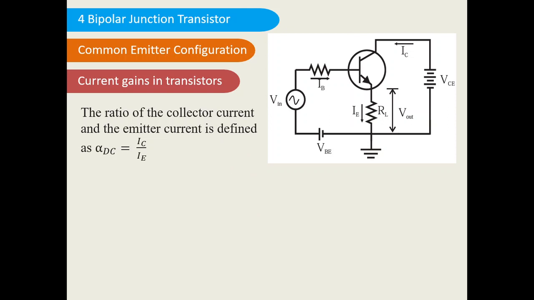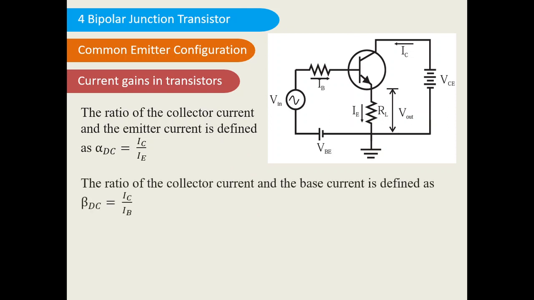The next amplification factor, the current gain is amplification factor. So the ratio of the collector current to the base current, that means IC divided by IB, is called beta DC. So this beta is called the current amplification factor.